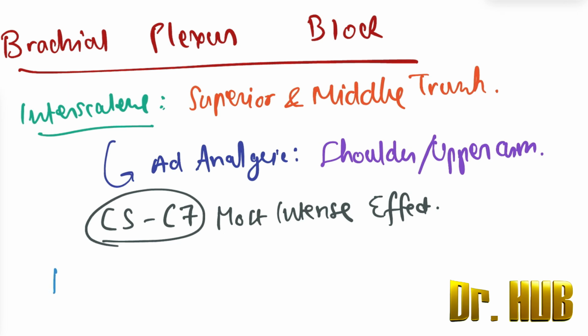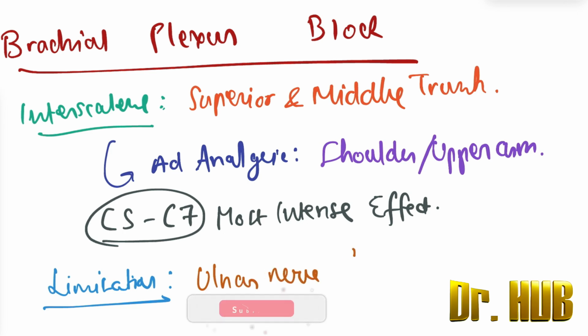Next, what are the limitations? The limitations include the ulnar nerve, that is the C8 and T1. This is sparing.